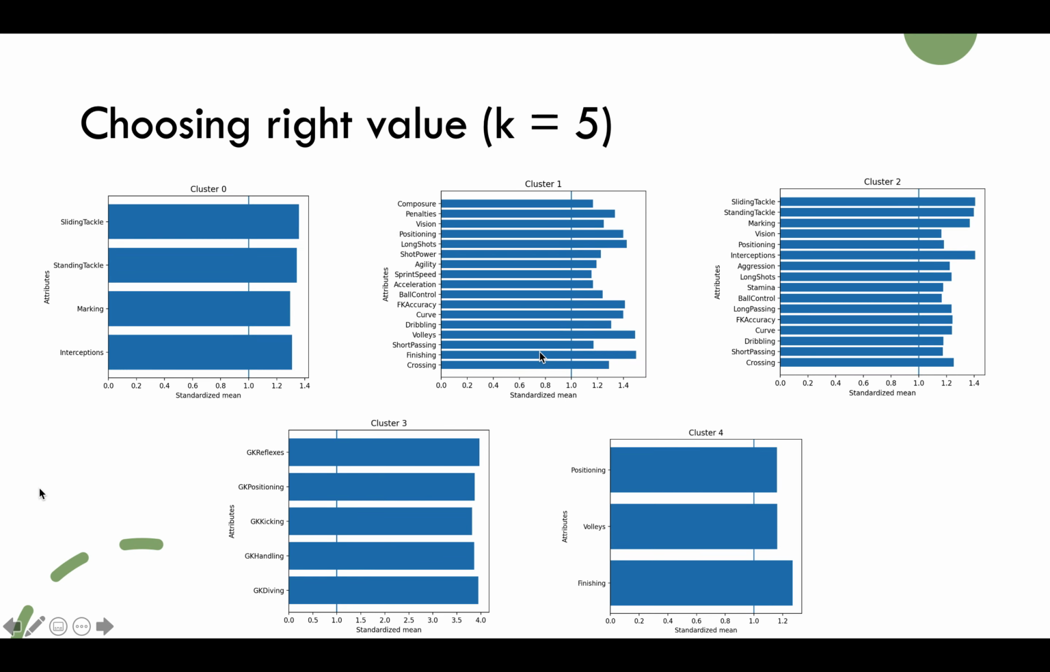And when we take k equal to 5, I think that is when this data provides a lot of information. Here we have defenders as well as strikers, and then we have goalkeepers, as well as center forwards, which were not clearly defined in k equal to 3 and k equal to 4, but are clearly defined here in k equal to 5. So it's very important to choose the right value of k.